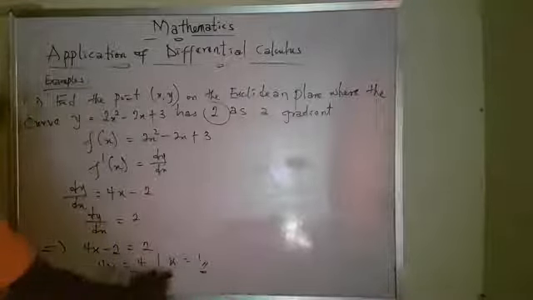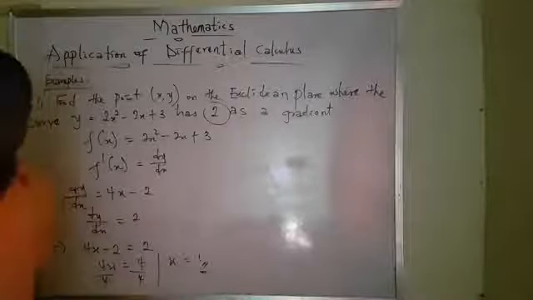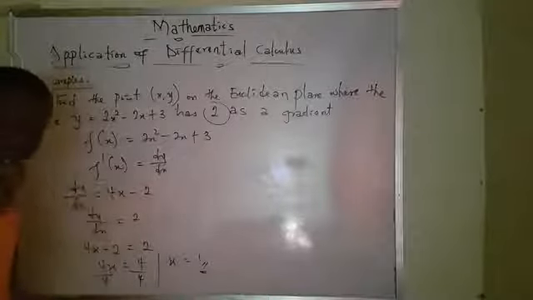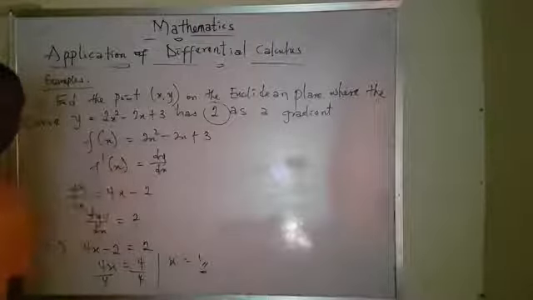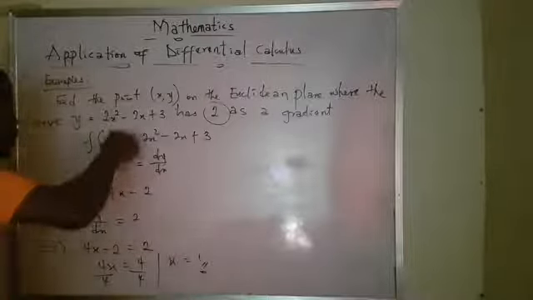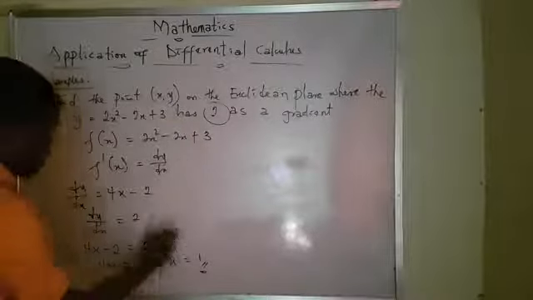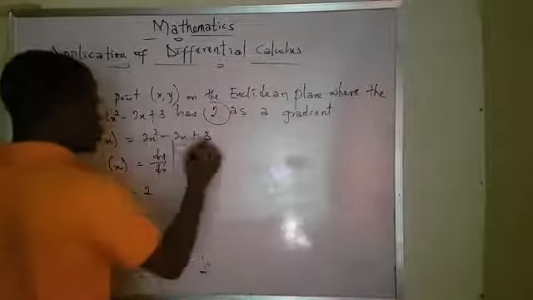So here, our x is 1. We are not done. We are looking for the coordinates of the point on this curve at which the gradient is 2. That's the one we need. So we have gotten x to be 1. Good. So what do we do next?